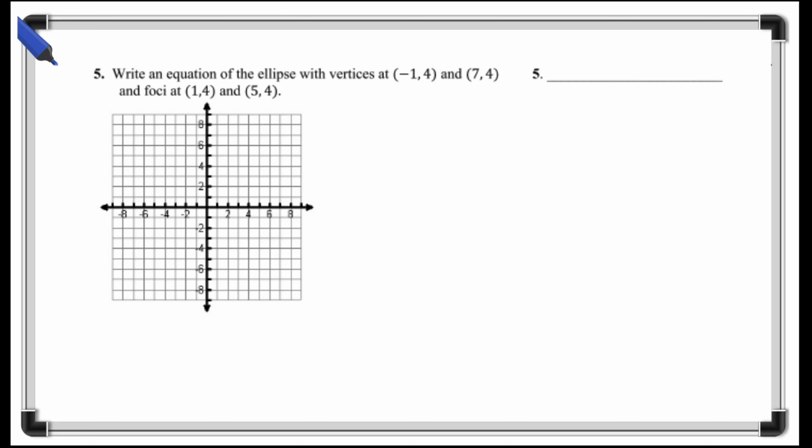So to help us to write our equation, let's just figure out what information we have. We have our vertices here at, let's say, (-1, 4) and (7, 4). That is your vertices there. You have your foci at (1, 4) and (5, 4). So when you see this, this is actually an indication to you that that's your major axis. So what we're doing is we're looking at the equation of your ellipse on the horizontal axis.